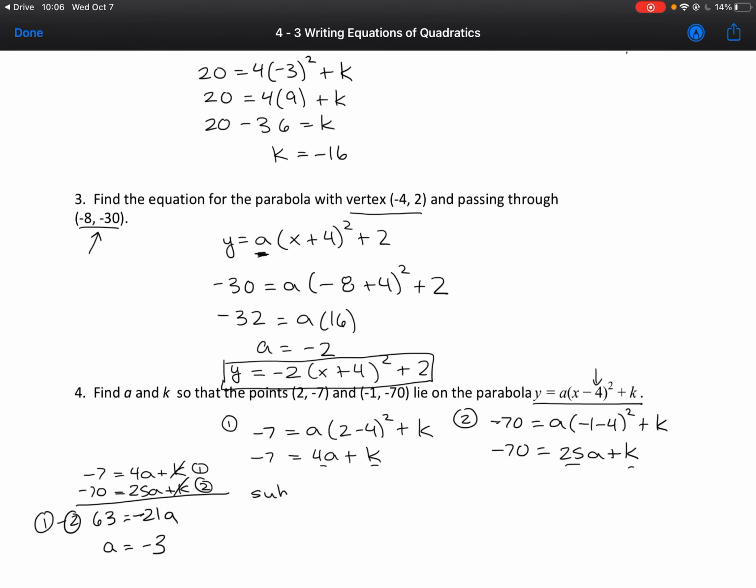Works out nicely. Now I can substitute a equals minus 3 into my first equation just because the numbers are smaller. So 4 times minus 3 plus k. Minus 7 equals minus 12 plus k. k is going to equal positive 5. Therefore, I found my a and k values are minus 3 and 5, which is what the question was asking me. Those were some examples of how to write equations of quadratics given different amounts of information.